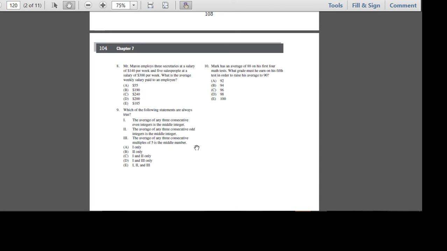So you add 3 times 140. So it's 420. And then you take 5 times 300, which is 1,500. So when you add those together, it's 1920 divided by 8. 1920 divided by 8 is 240. That makes sense, it's the average salary paid weekly. Good.